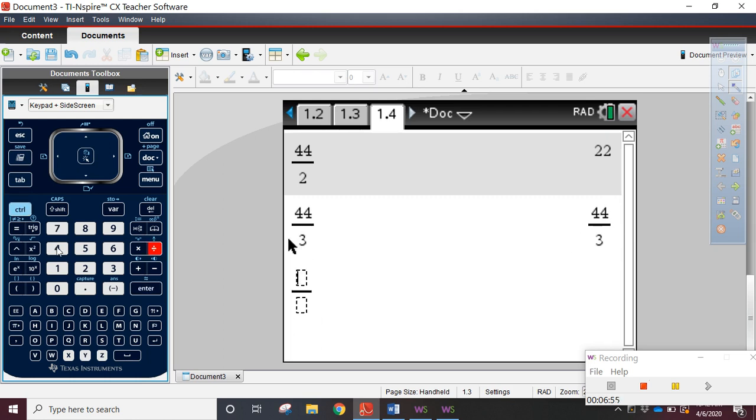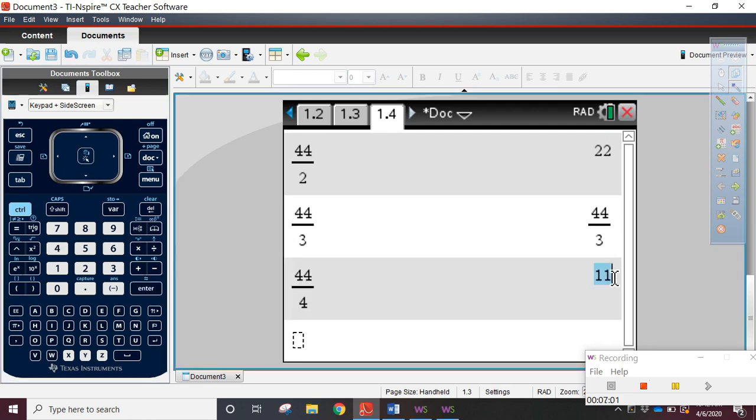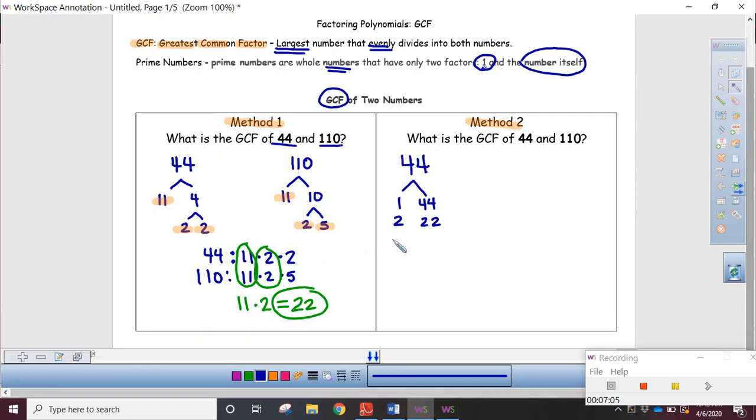You can keep going. 44 divided by 4 gives you 11. Notice that this is a whole number, so that means that 11 and 4 are factors of 44. So we can do 4 and 11, and you can keep going, but right now these are all the factors of 44. You have 1 and 44, 2 and 22, 4 and 11. Then you can go ahead and find the factors of 110.